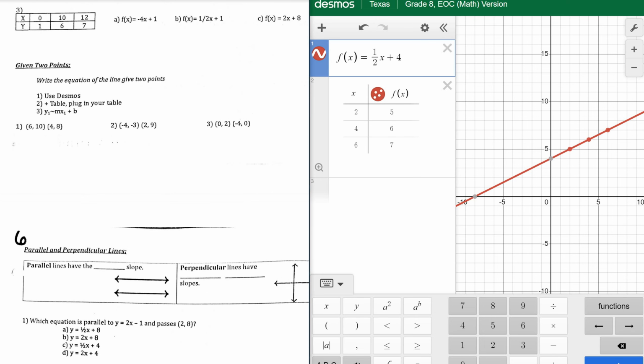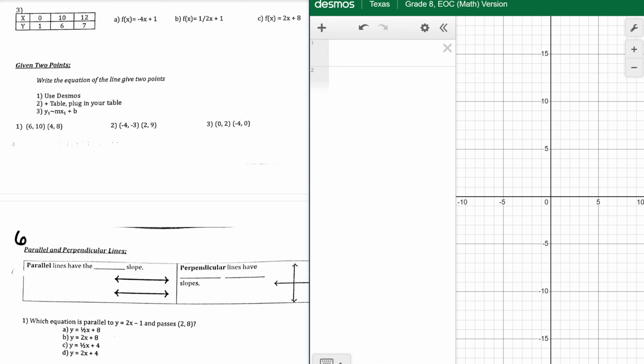Let's take a look at this next section. Here's where we're doing 2 points. We do not have multiple choice answers, so we can't just type in an equation and get our work. So what we're going to do is exactly what it says. Use Desmos, add a table, and plug in your 2 points. 2 points is a table. It's just not written in table form, but a table's just a set of points.